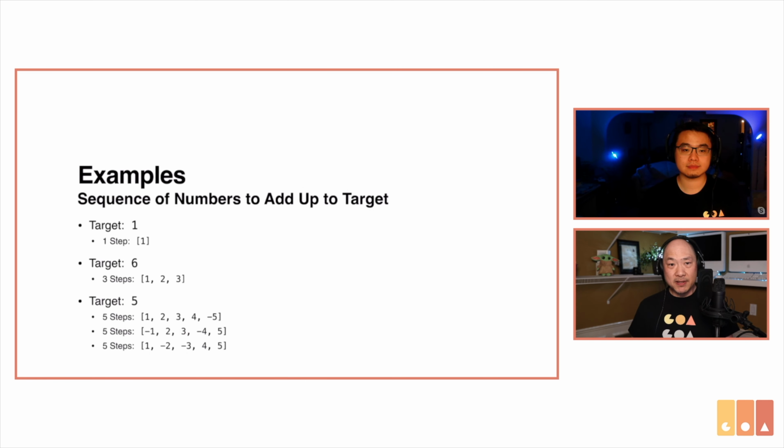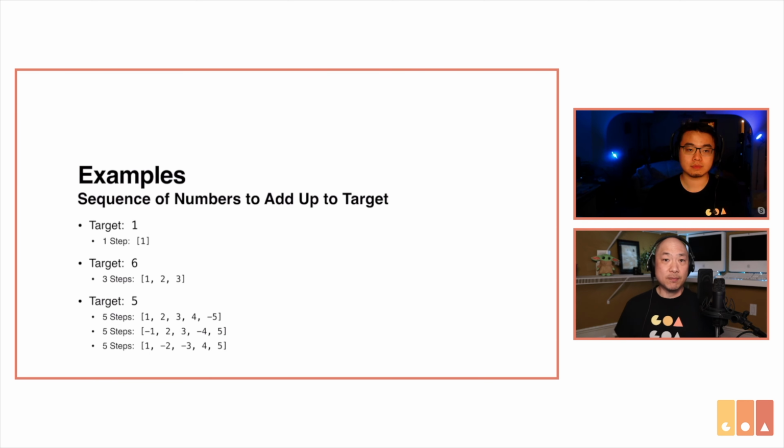So here are some examples. If the target was 1, then you would reach that in 1 step. You would take 1 step forward. If the target was 6, you would reach that in 3 steps. You would take 1 step, then 2 steps, and 3 steps. If the target was 5, you could take 1 step, 2 steps, 3 steps, 4 steps, and then move back 5. Or just a couple other variations, right? -1, 2, 3, -4, 5. Or 1, 2, 1, -2, -3, then 4, 5. So a few different options.